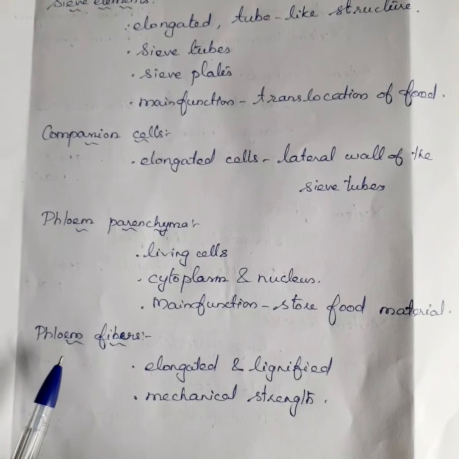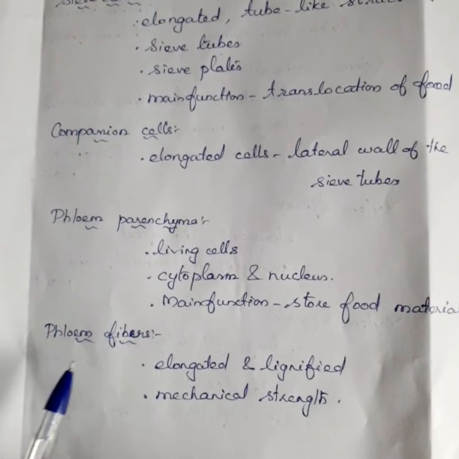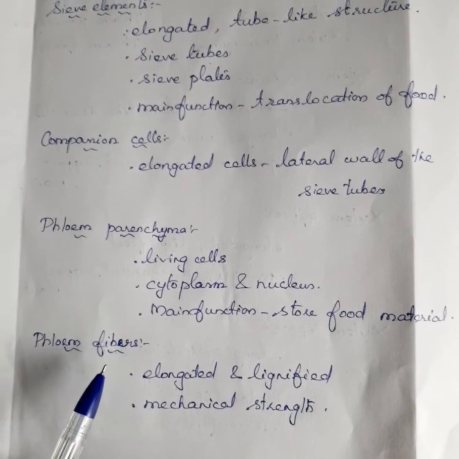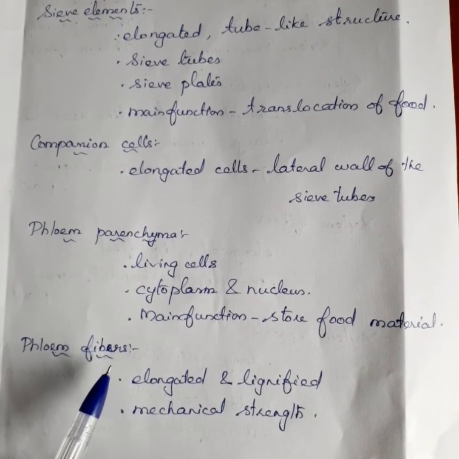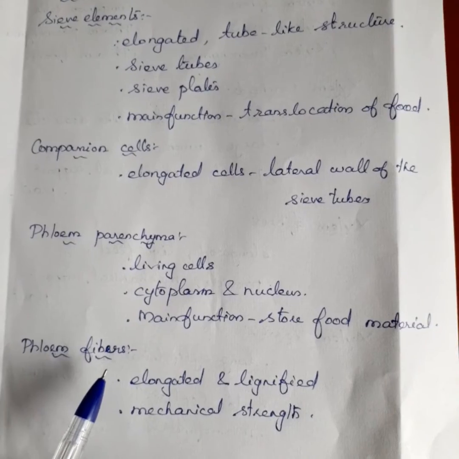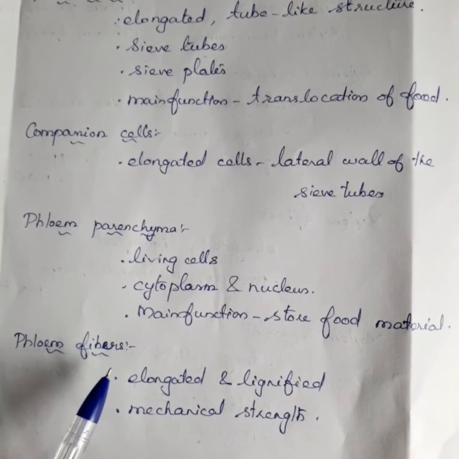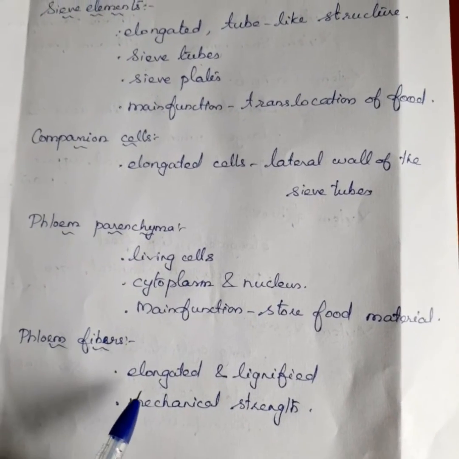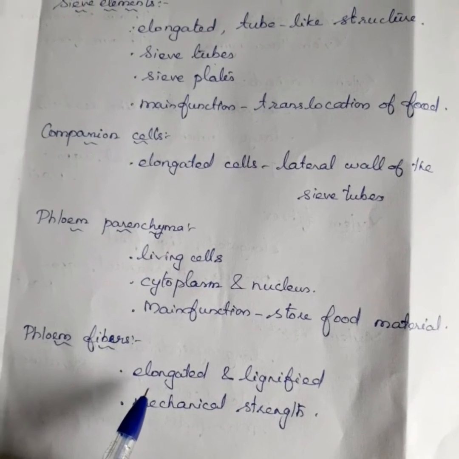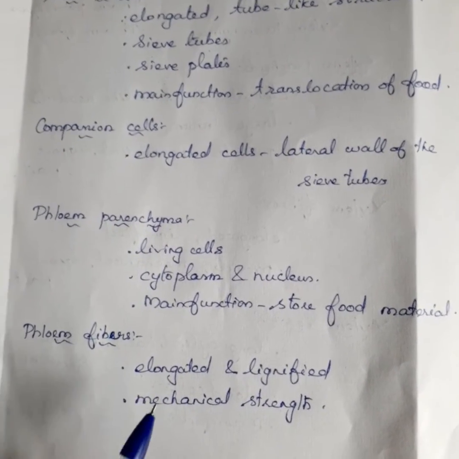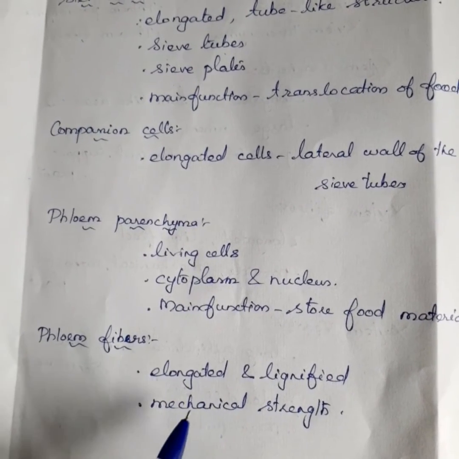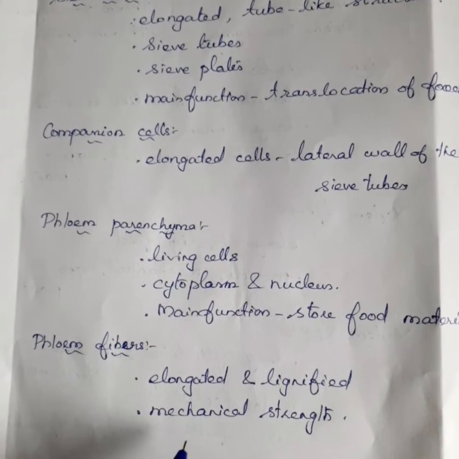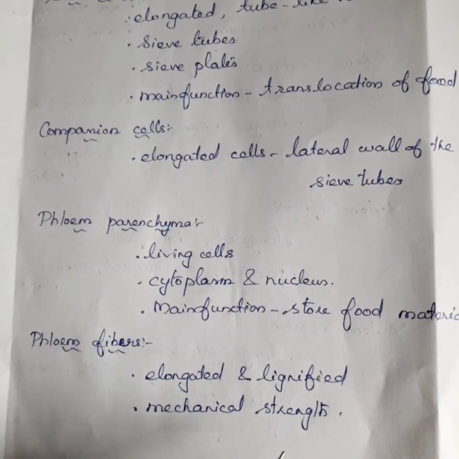Next, the last component of phloem is phloem fibers. Already you know the fibers are a division of sclerenchyma cells. And the sclerenchyma is made up of fibers and sclereids. These are dead cells. They do not have protoplast. They are lignified cells and are elongated cells. The main function is to provide mechanical strength to the plant body.